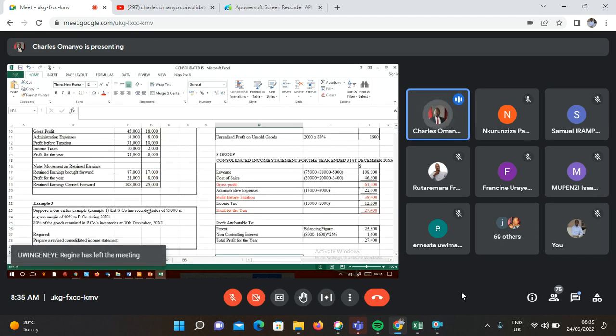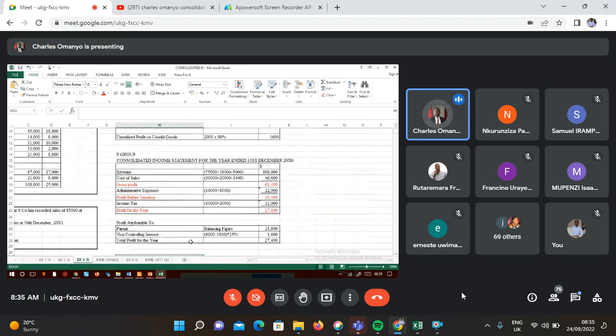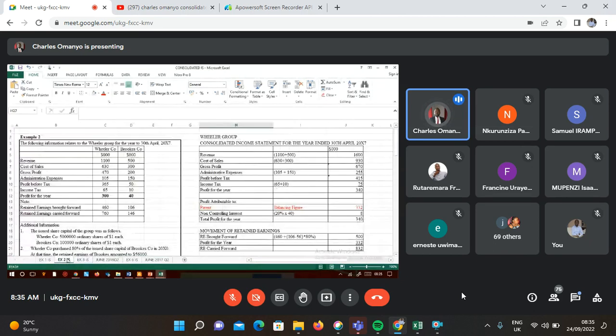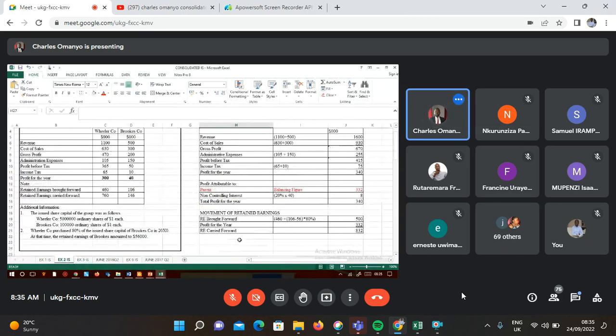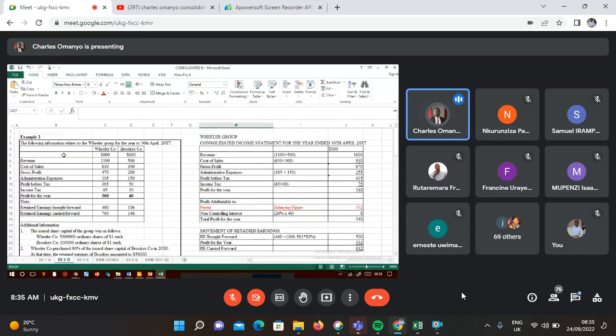Look at this example we did in class, example 2. The following information relates to Wheeler Group for the year ended 30th April 20x7. So note that this year is ending 30th April 20x7. I'm still on Pascal. Pascal, if this year is ending 30th April 20x7, when did that year start? May 20x6. Pascal, are we together?